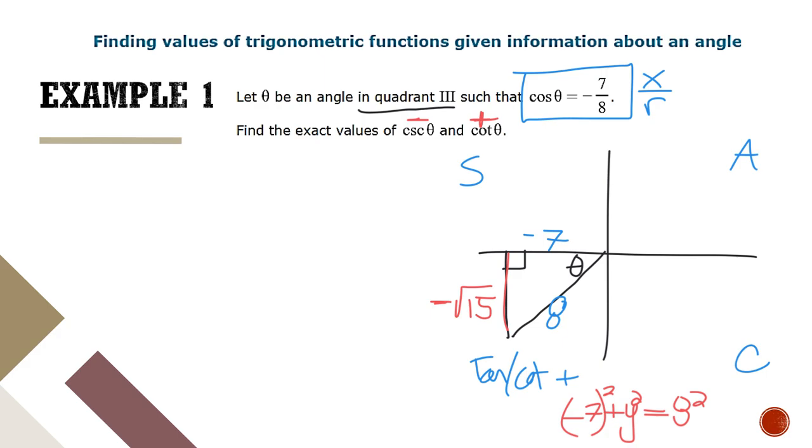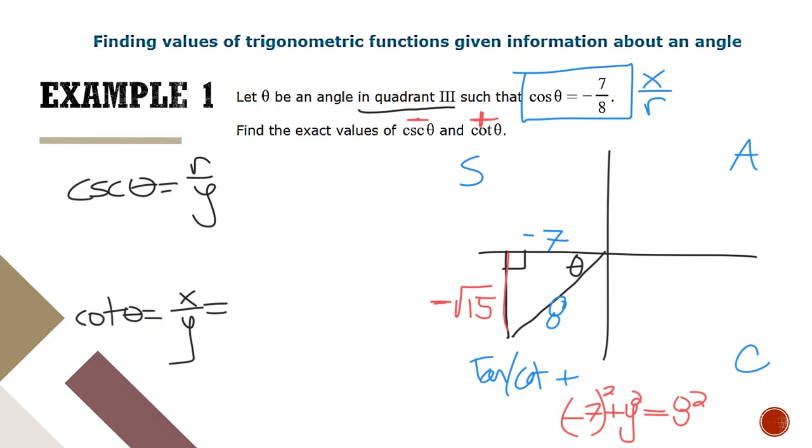So now we just have to set up our two ratios. Cosecant of theta, if you wanted to remember, is your r divided by y value, and our cotangent of theta is going to be x divided by y. Now, all we have to do is substitute those values in. In this case, our radius was 8, and we found that the y value was a negative square root of 15. This is almost the answer we wanted. We just have to rationalize it by multiplying by square root of 15 over square root of 15 to get the radical out of the denominator.